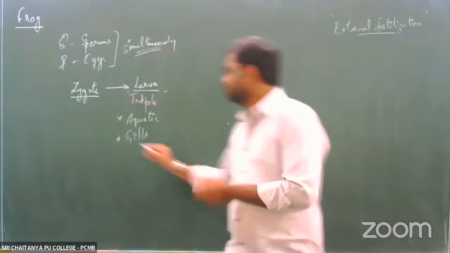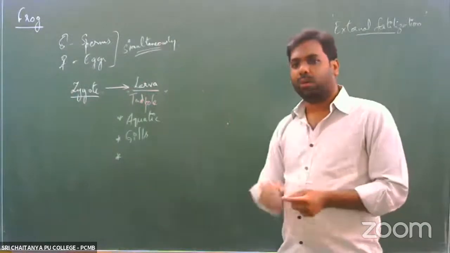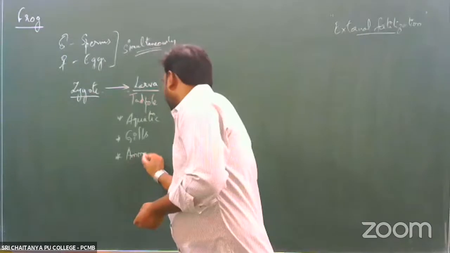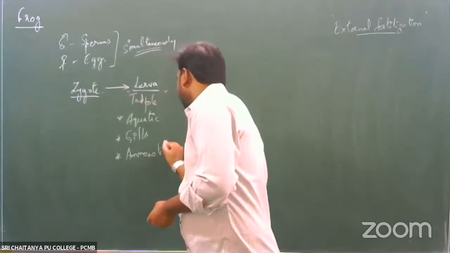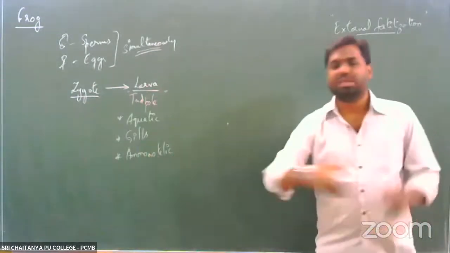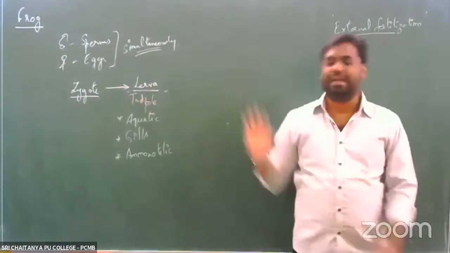The third thing about the larva is that since they are again aquatic, they would start excreting ammonia and they would be ammonotelic. We just saw that. So the tadpole larva is said to be ammonotelic. They would start excreting ammonia because they are aquatic in nature.